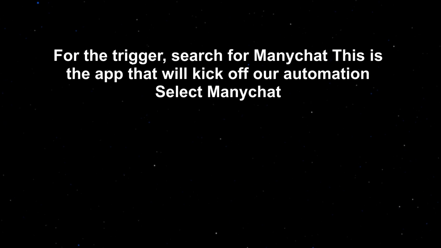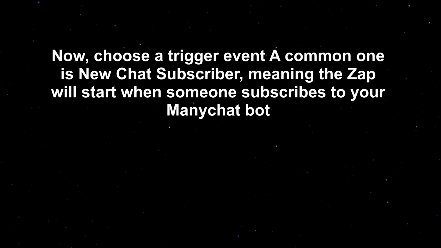For the trigger, search for Manychat. This is the app that will kick off our automation. Select Manychat. Now, choose a trigger event. A common one is new chat subscriber, meaning the Zap will start when someone subscribes to your Manychat bot.